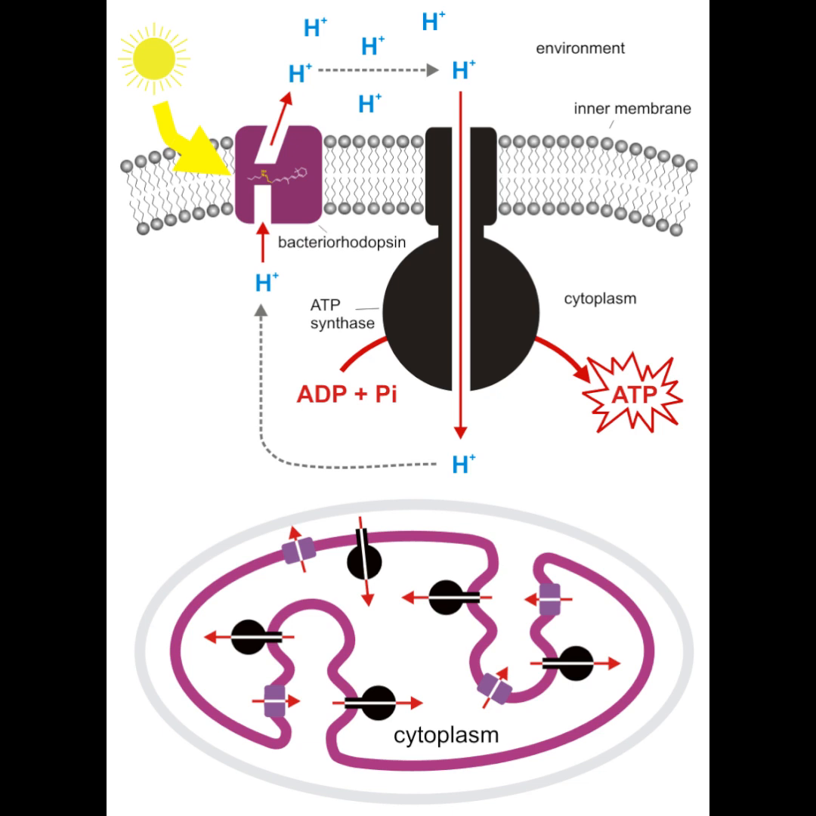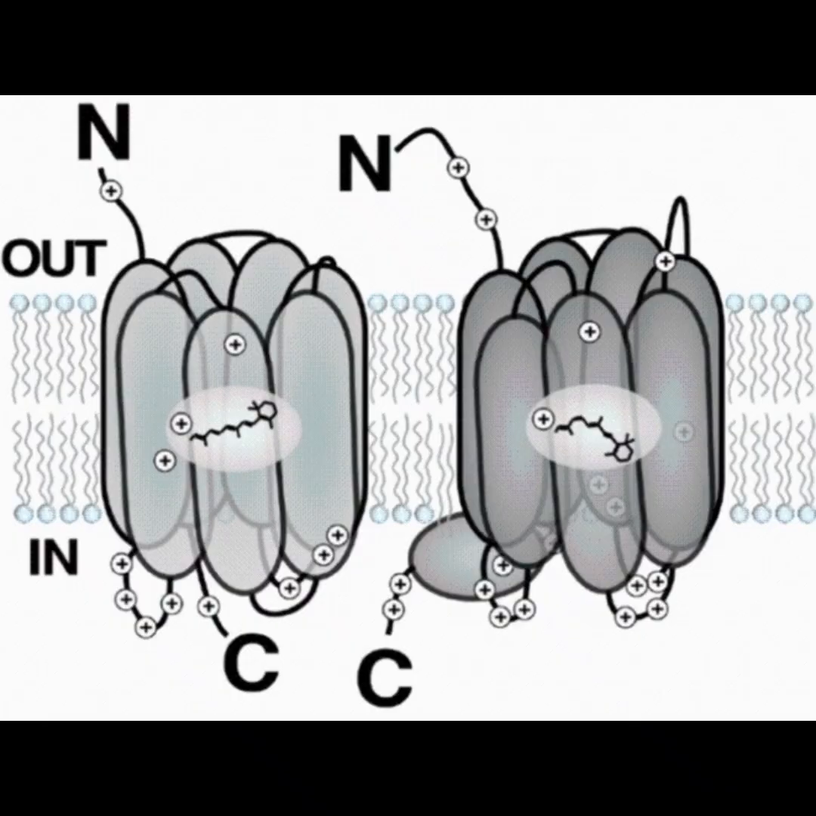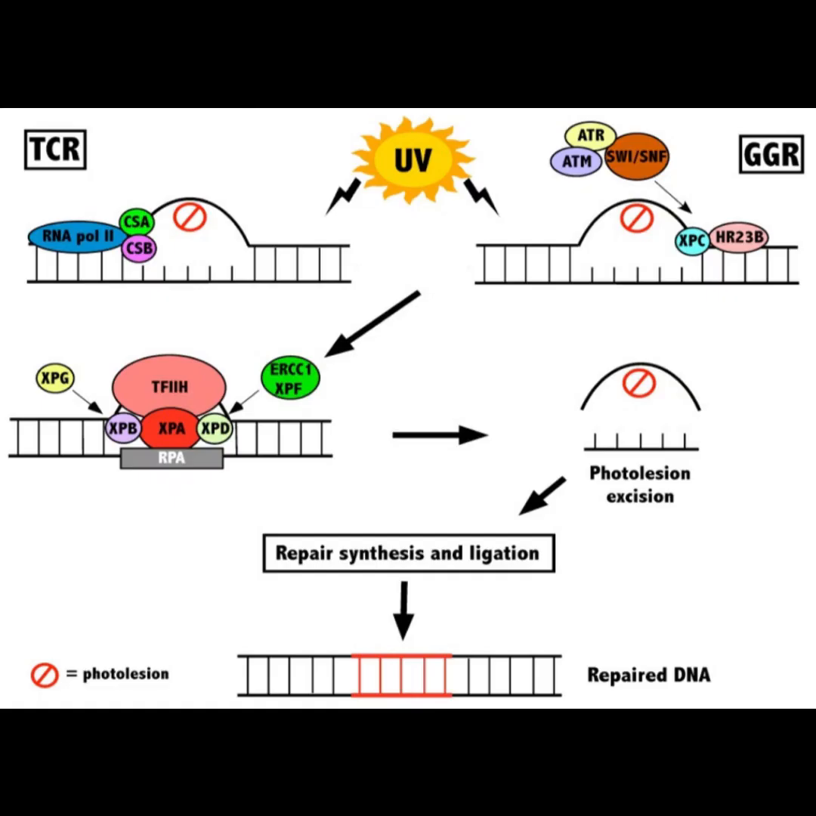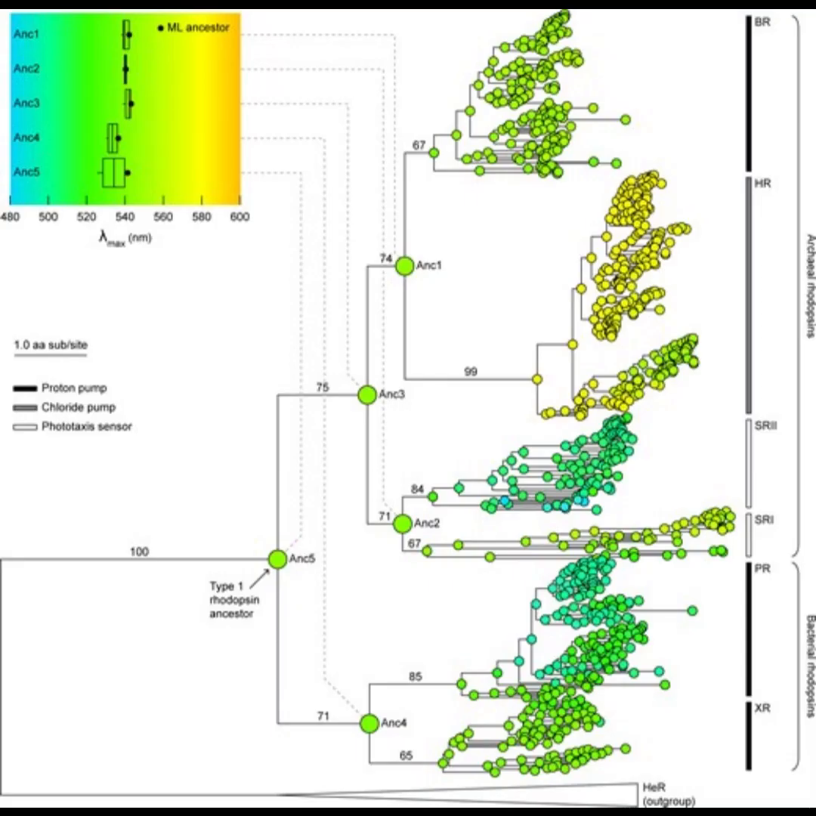Some bacteriorhodopsins pump other ions such as sodium or chloride, and other rhodopsins are involved in other functions, including cell signaling. More specifically, the photochemical reaction with the retinol group is used to detect the presence of light, so the cell can upregulate systems involved in repairing damage caused by UV radiation.